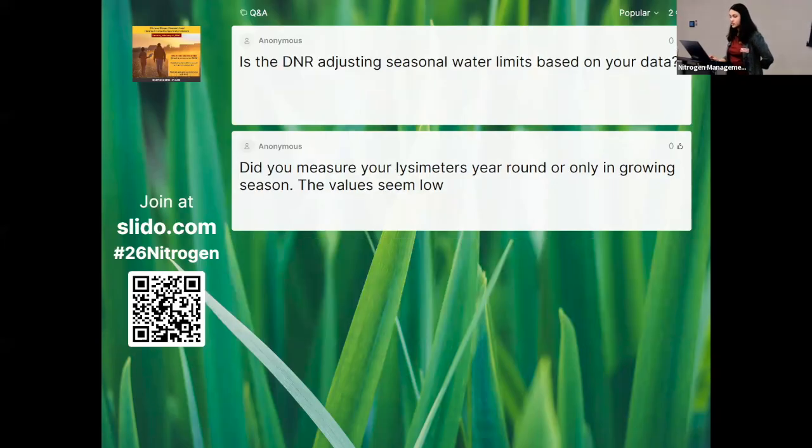Is the DNR adjusting seasonal water limits based on your data? That's a great question. Right now I don't know, but I am in conversation with some folks at DNR who are very interested in talking to us and looking at these data sets and trying to incorporate those into their policy making. But nothing concrete right now, we just started this conversation.